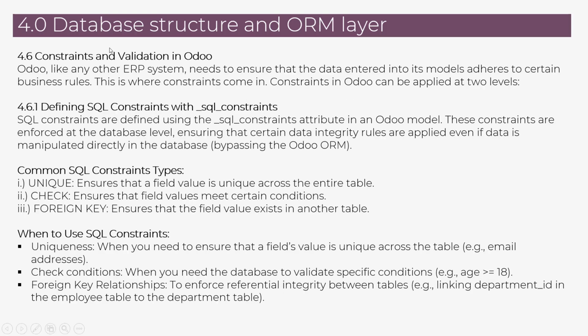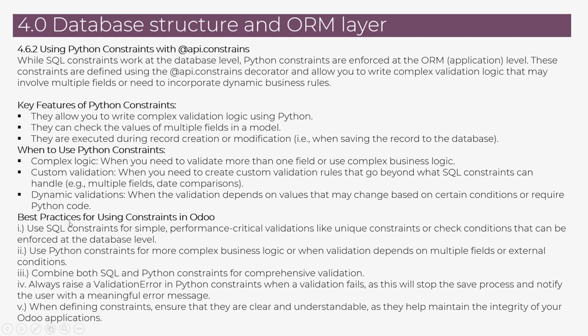So there are also constraints and validation in Odoo. We talked about the SQL constraints, for example, an email has to be unique. When to use SQL constraints: uniqueness, when you need to ensure that a field's value is unique across the table, e.g. email addresses; check conditions, when you need the database to validate specific conditions; and foreign key relationships, to enforce referential integrity between tables. That's when you use SQL constraints.